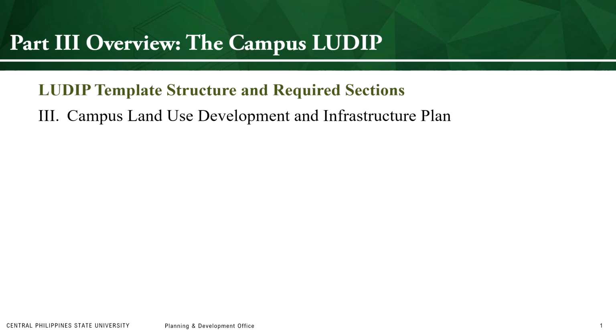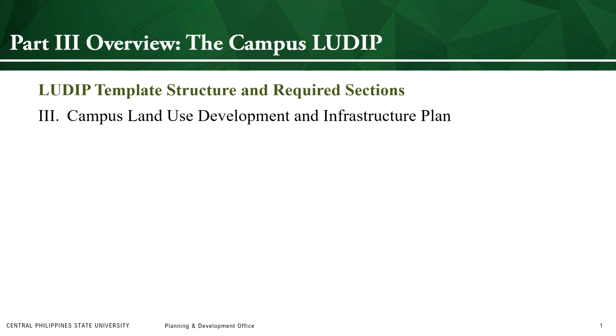Now we arrive at the heart of the document. Part 3, the Campus Land Use Development and Infrastructure Plan. This is the forward-looking section. Everything in Parts 1 and 2 was about understanding your campus. Part 3 is about transforming it.